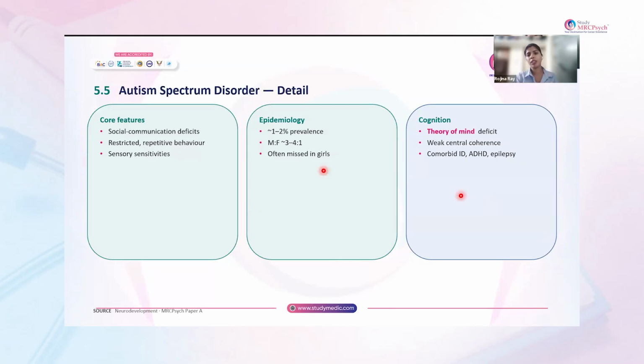The common comorbidities that are associated with children having ASD are ADHD, intellectual disability, and epilepsy. So please read about the concept of theory of mind, and most importantly, the experiment, the Sally and Anne experiment.